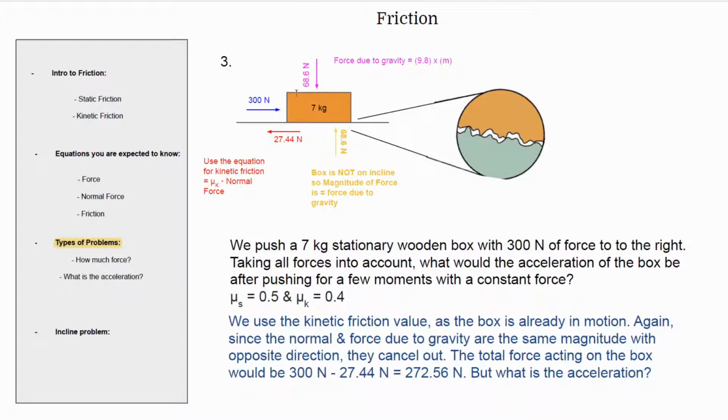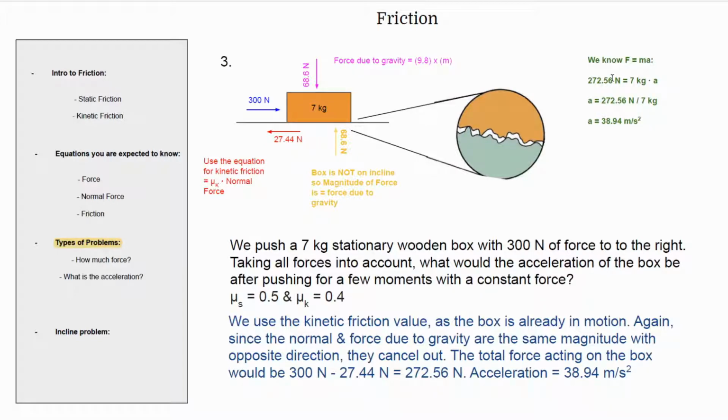Again, here we neglected the force due to gravity and the normal force because they basically cancel each other out. How do we find the acceleration? Well, now, since we know the total force acting on the box, we could just use F equals ma.